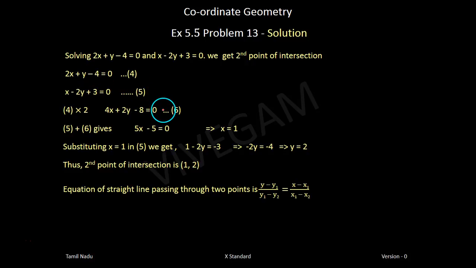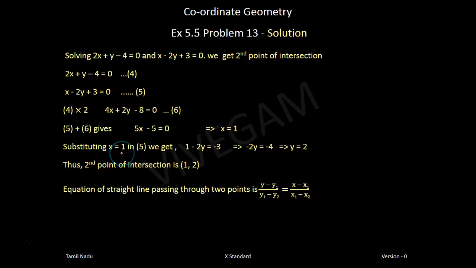Now we add 5 plus 6, so what will happen? x plus 4x, that is 5x, and minus 2y plus 2y will get cancelled, and 3 plus minus 8 is minus 5, that's equal to 0. So 5x minus 5 equal to 0, or 5x equal to 5 and x equal to 1.